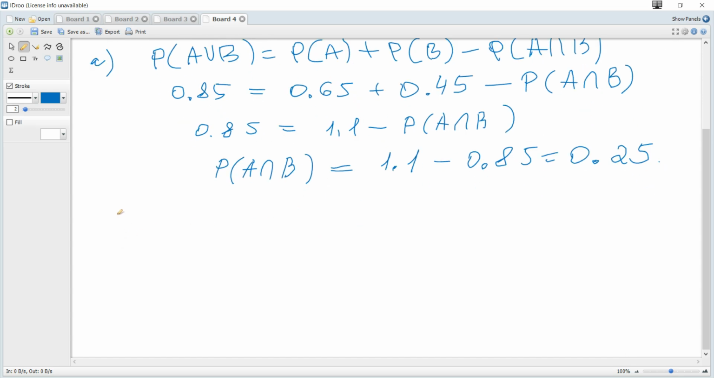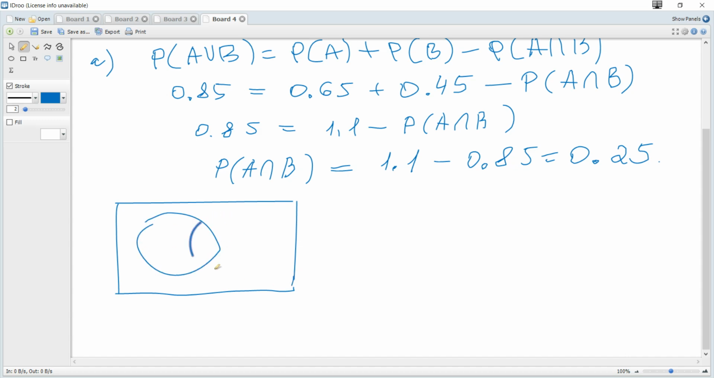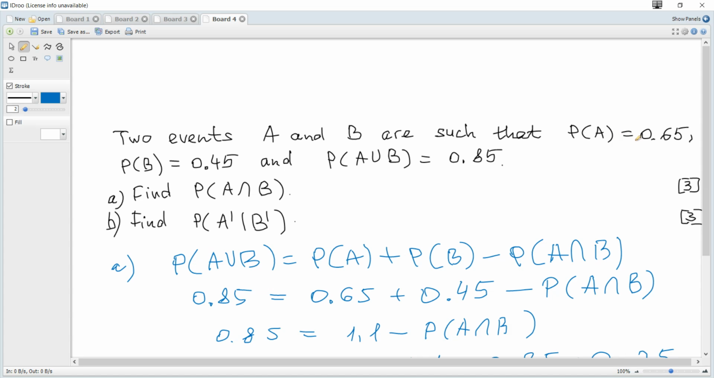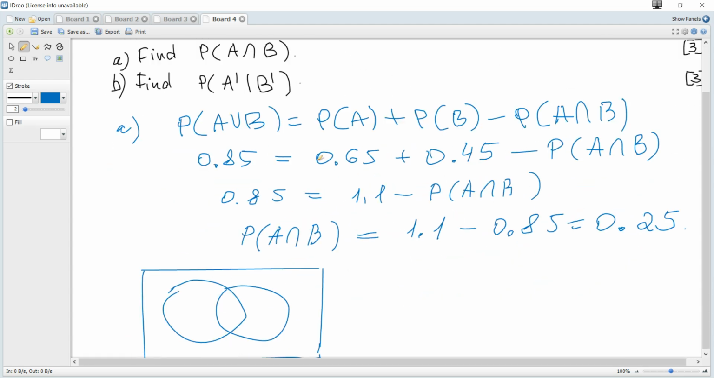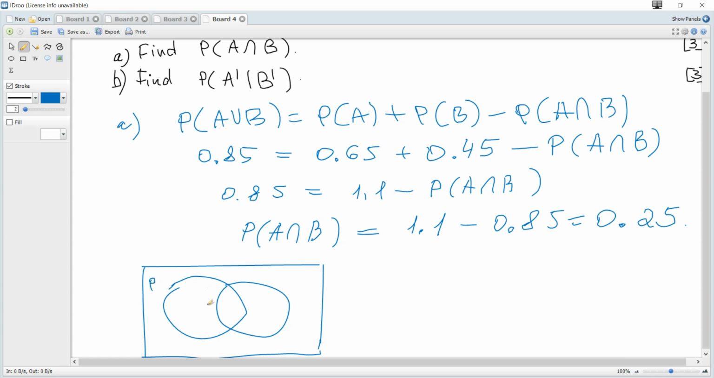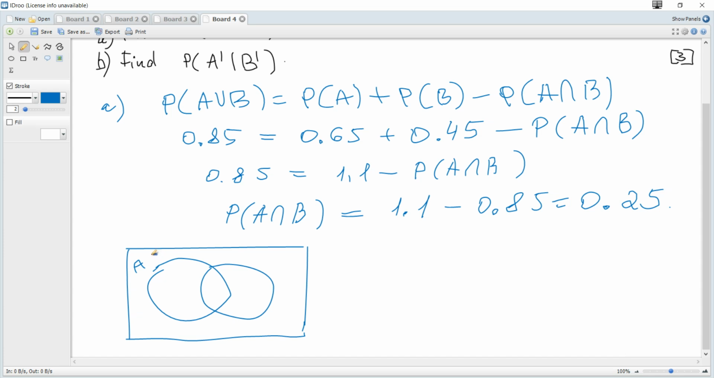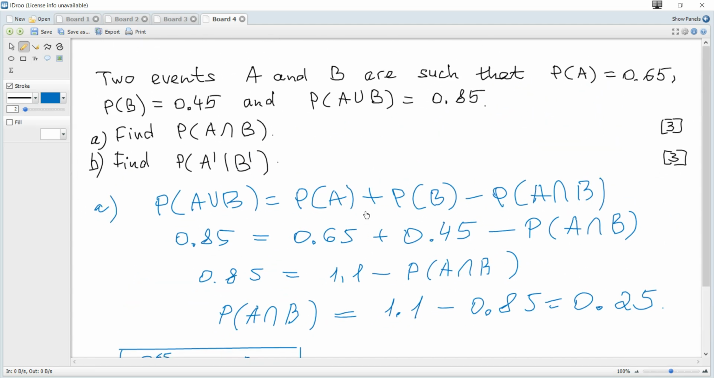Or it can be found using the Venn diagram, and we can illustrate the given information using the Venn diagram. Notice that when probability of A is substituted in those formulas, it means the total circle, not A only, and hence we write 0.65 here. It's not A only, it's not this region. And for B, the same for B, 0.45.